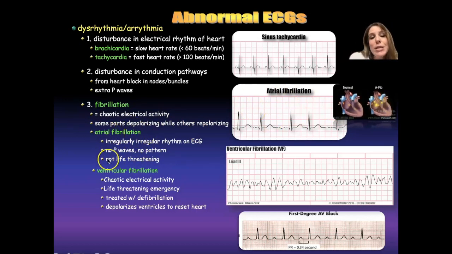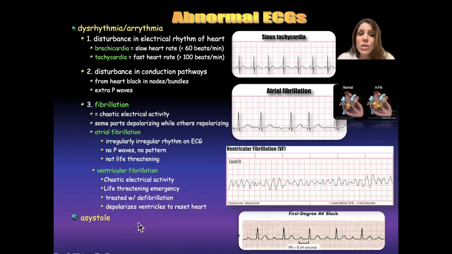But you can contrast that to ventricular fibrillation, which is what we see here. This is chaotic electrical activity going on in the ventricles, and it is an immediate life-threatening emergency. So this is where you would need a defibrillator, where they put that on the chest and boom, and that basically is going to immediately depolarize the ventricles and reset the heart. So that is when a person is in ventricular fibrillation.